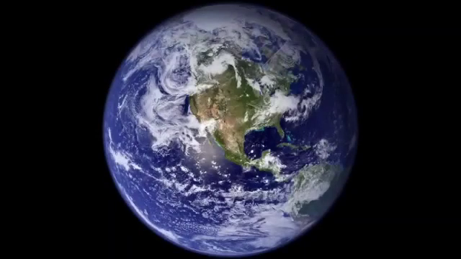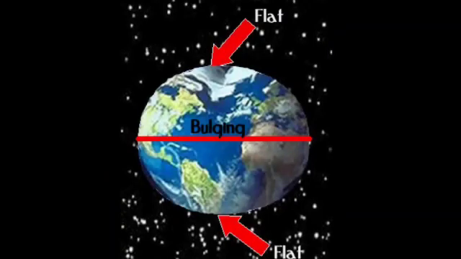Photographs taken from space show that the earth is round in shape. Actually, it is slightly flattened at the two ends called poles. So its shape is almost like an orange. Then tell me, why does the earth appear flat to us? The earth appears flat to us because we can see only a small part of the very big earth.